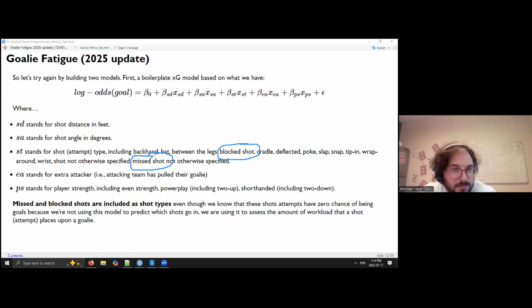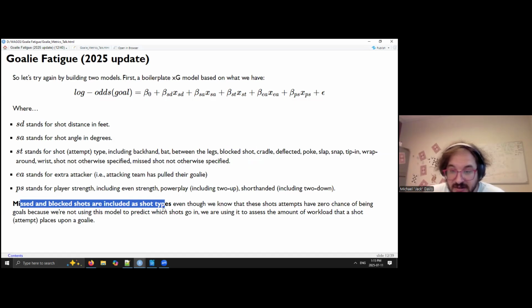You might think, why would we bother having those there? A blocked shot has a 0% chance of going in unless it bounces off a defender. So in any case, it has a much, much lower chance, not usually considered. And a missed shot, by definition, didn't even get to the net. So the goalie didn't have to do anything, but it's still work. And that's the point here. Missed and blocked shots are included as shot types. We know these shot attempts have zero chance of being goals, but I'm not interested in using this xG model as a measure of predicting which goals go in. I'm using it as a measure to see how much work the goalie had to do to prevent that. And they're still working to prevent it, even if it gets blocked.